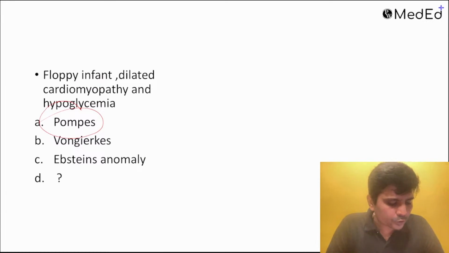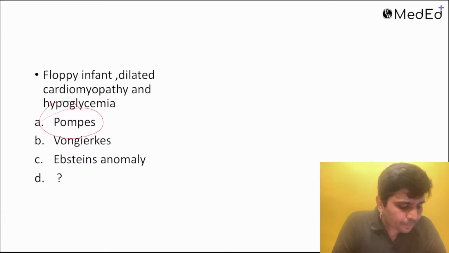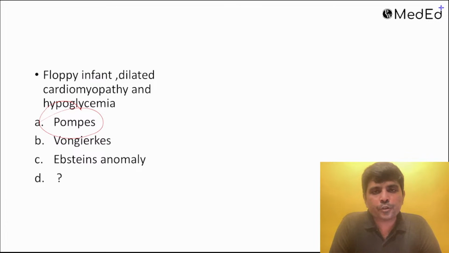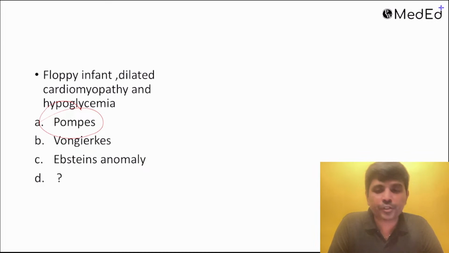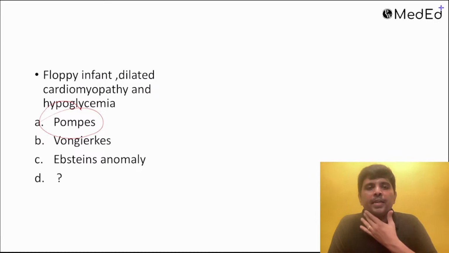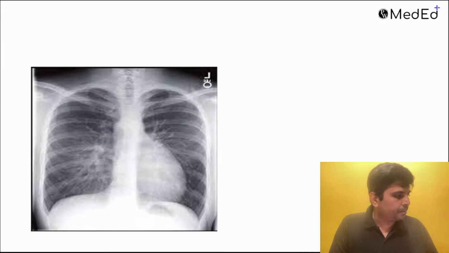Is there any question regarding TGA? When you say box-shaped heart, then your choice should be Ebstein's anomaly if the question was not framed properly. If the question contains hypoglycemia with a floppy infant, then it must be Pompe's disease unless otherwise proved. Box-shaped heart means Ebstein's anomaly. But as far as this question is concerned, Pompe's disease is the answer. Okay, right. So what other questions?